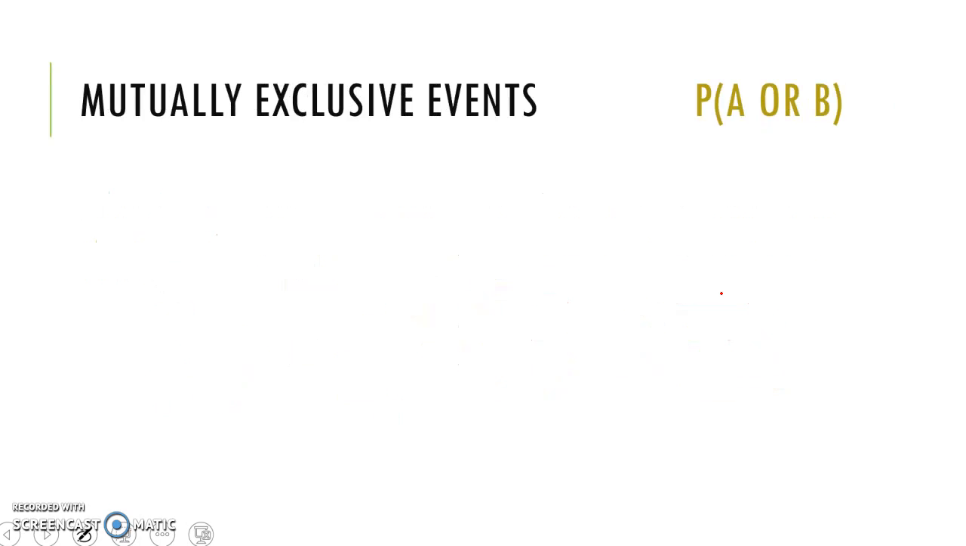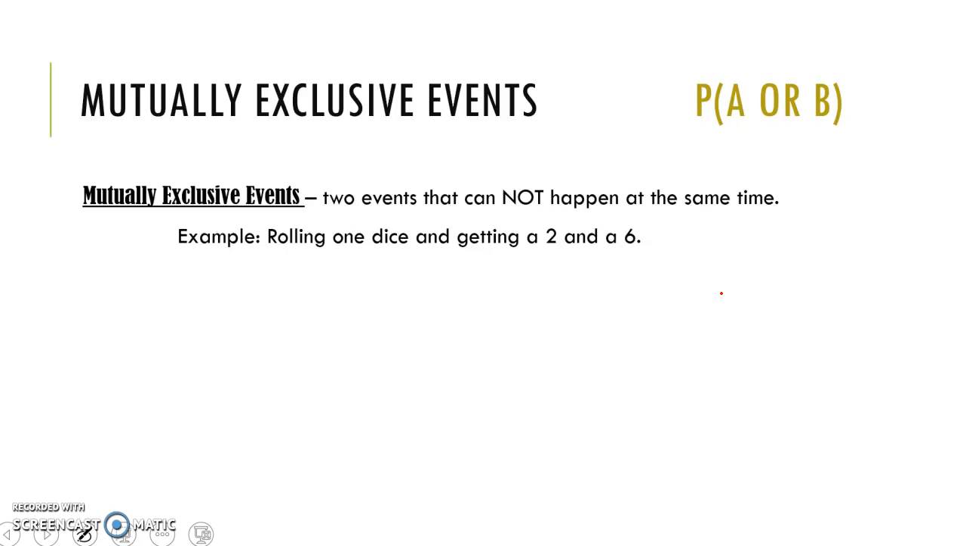Let's move on. Mutually exclusive events. Mutually exclusive events are 2 events that cannot happen at the same time. A simple example of this would be rolling a dice and getting a 2 and a 6. If you roll a dice, you can get a 2 and you can get a 6, but you can't get both a 2 and a 6. It's impossible for both of those events to happen. So these 2 events would be mutually exclusive.